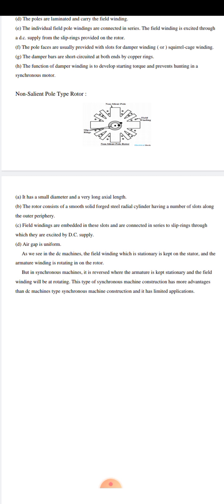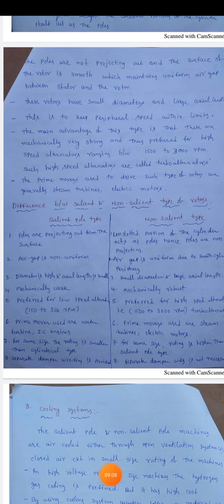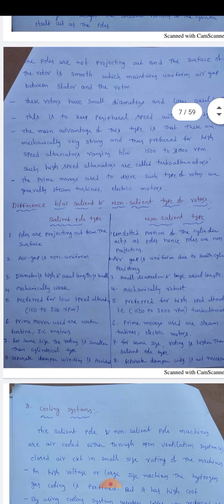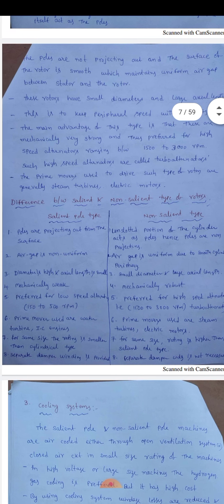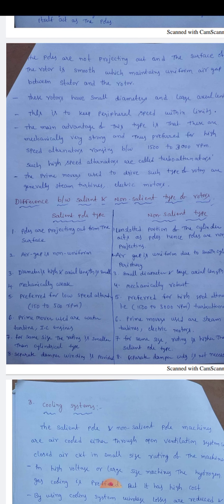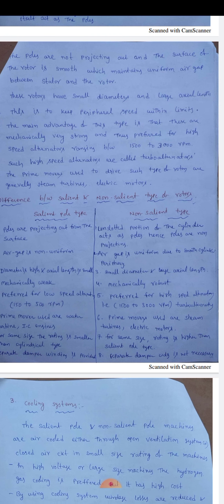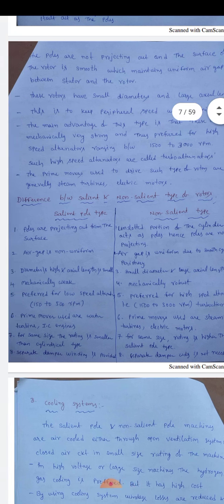Let's see the differences between salient and non-salient pole type rotors. Here are the differences; let's discuss them one by one. First, poles are projecting out from the surface in the salient type, whereas in the non-salient type the unslotted portion of the cylinder acts as poles, hence the poles are non-projecting. In salient, the air gap is non-uniform, whereas in non-salient the air gap is uniform due to the smooth cylindrical periphery.